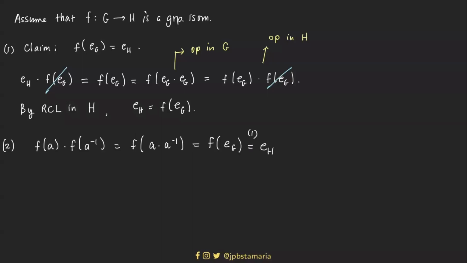Okay? So, as you can see, if I multiply these two things together, it results in the identity of H. Similarly, if you do the other direction, it will also give you EH. So, magkaano-ano itong dalawa? If when they are multiplied, it gives you the identity, magkaano-ano sila? Dapat yung isa yung inverse ng isa. Kaya dapat, yung F of A inverse must be the inverse of F of A.